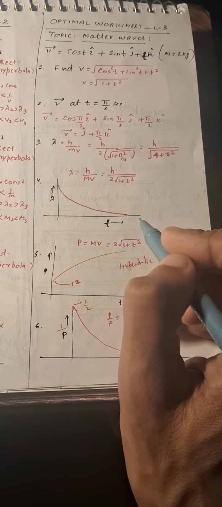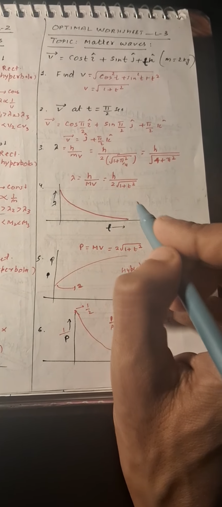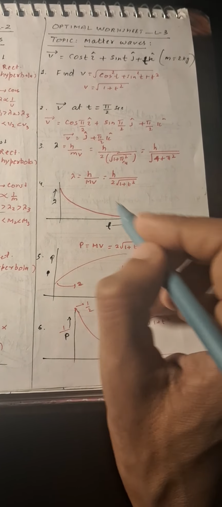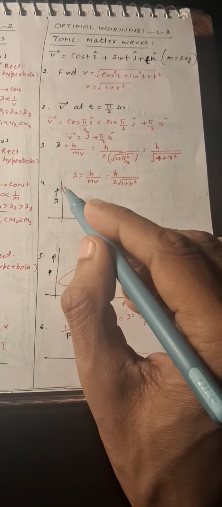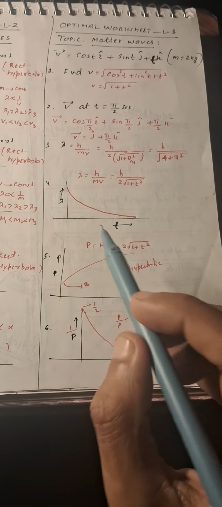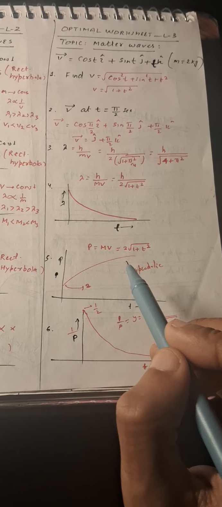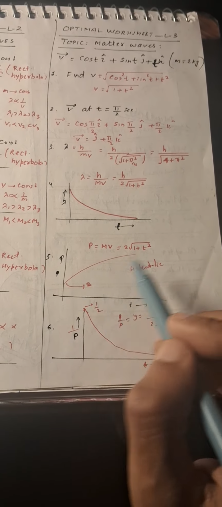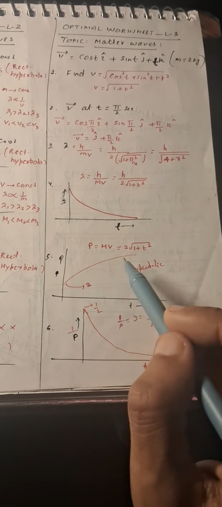Another question, lambda versus t graph. So we can say that as t tends to infinity, lambda tends to 0, and at t is equal to 0, lambda will be maximum, so it will be a curve like this. Then we have momentum time graph, so we can say that at t tends to infinity, momentum will tend to infinity, so it will be a graph like this.